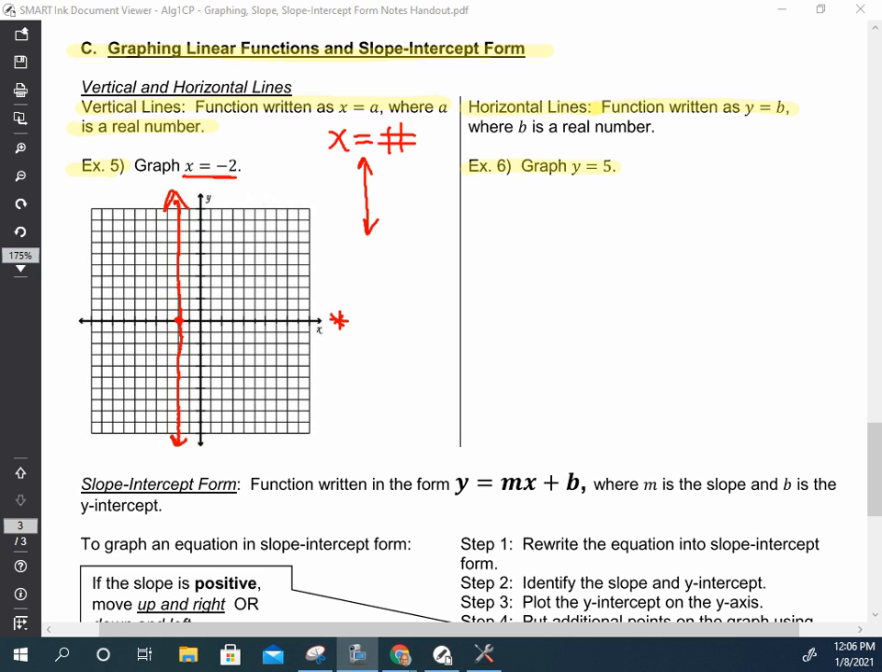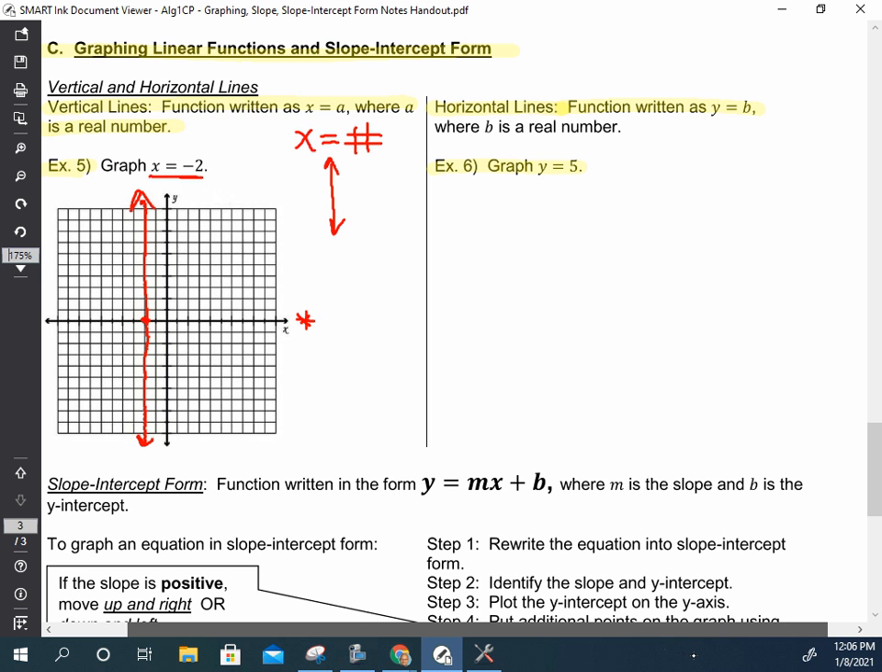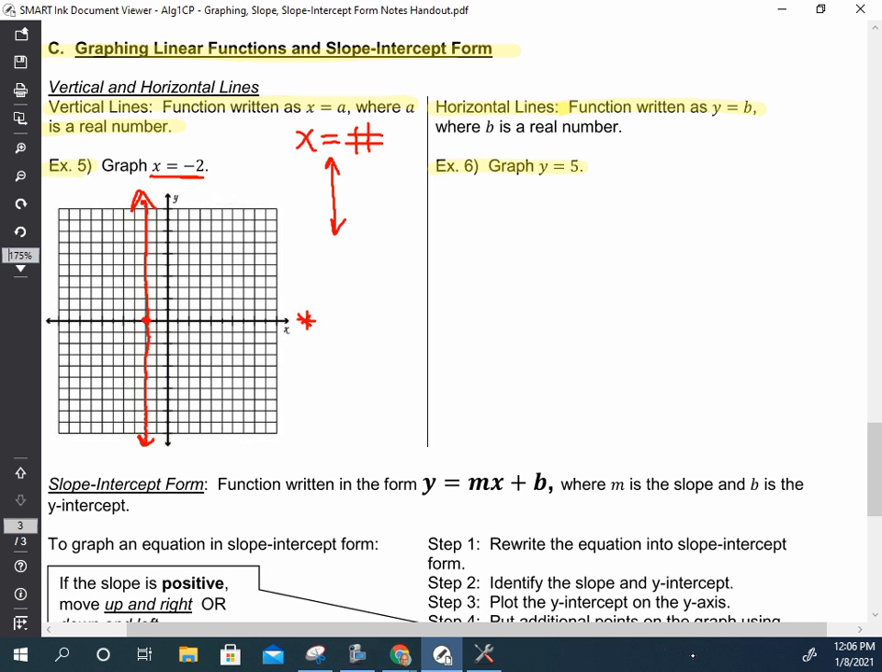Now let's do a horizontal line. A horizontal line is y equals a number. So, why do you think I would leave this part blank? I put a grid over there. Why do you think I would leave this blank?